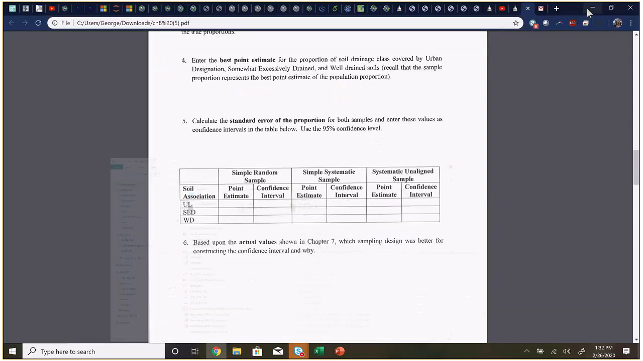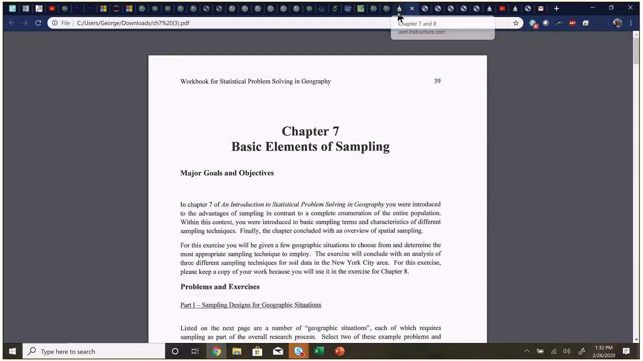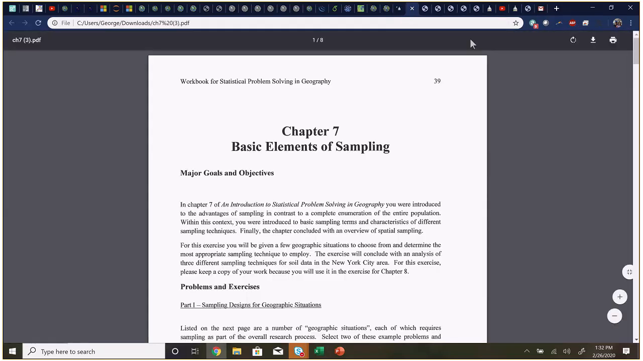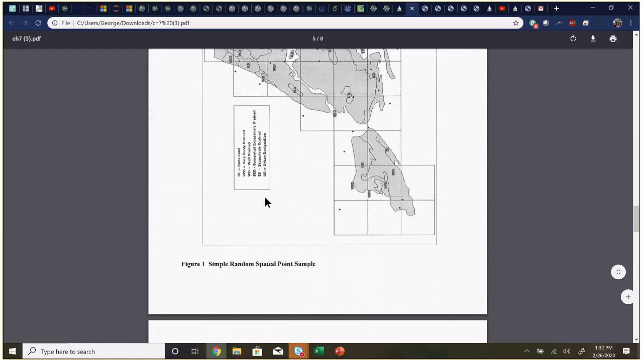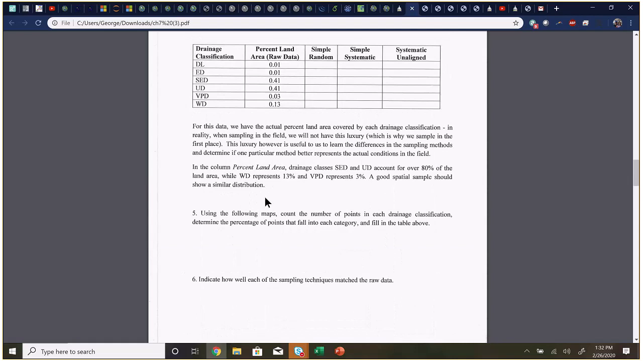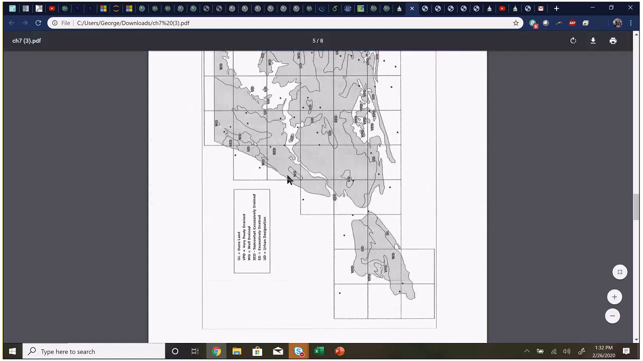So chapter 7 had a bunch of maps, and they looked like this. In real life, you probably wouldn't have this column. We have a real estimate that the number of the DL category is only about 1% of this total area. DL is dune land.